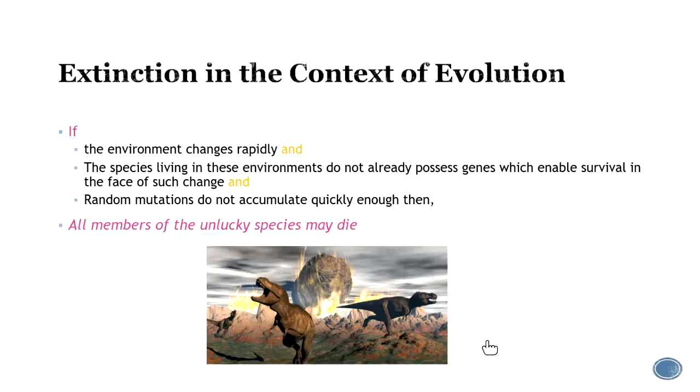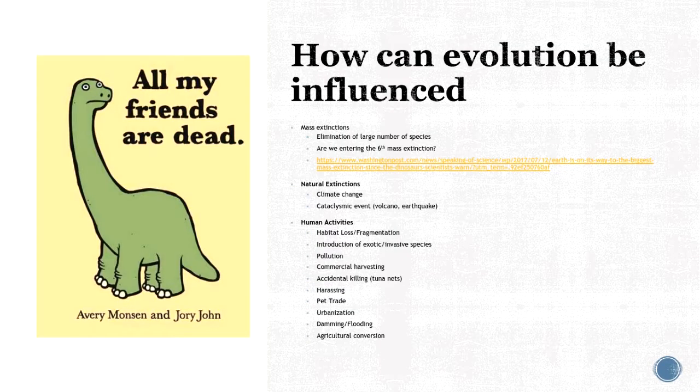And finally, what happens if a species ends? This is pretty much extinction. If the environment changes too rapidly and we can't adapt to it, it's going to lead to more mutations than the species can handle, and the species are going to die. This can be due to, like I was talking about, the founder effect, genetic drift, or it's just a mass event that kills off a lot of the species. So we can influence evolution in different ways.